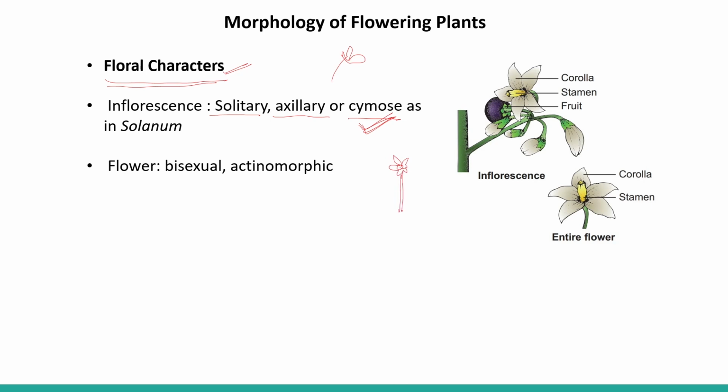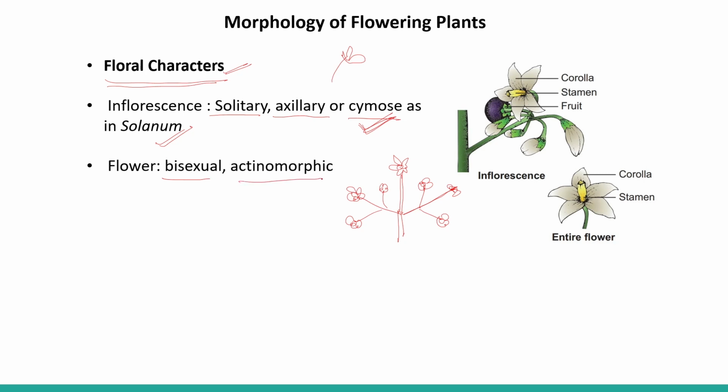The top of the axis terminates into a flower. Then it gives rise to a sideways flower, and that is also a termination. So it again gives rise to a flower in this form. So this is the cymose flowering pattern, as in the case of Solanum.